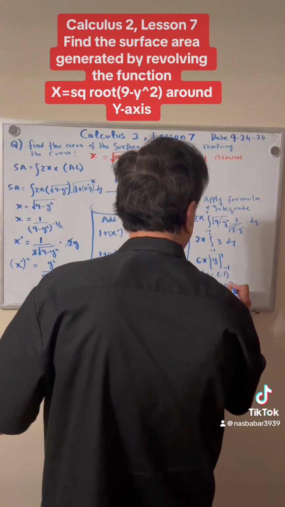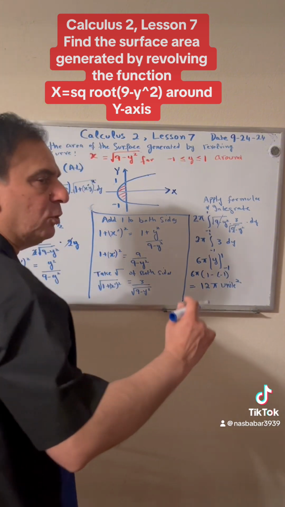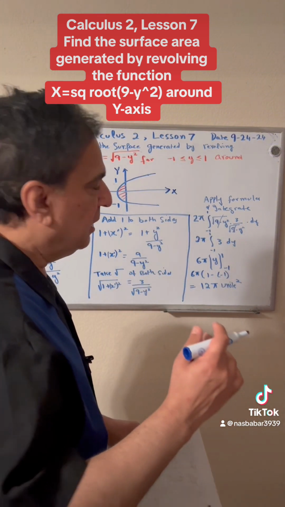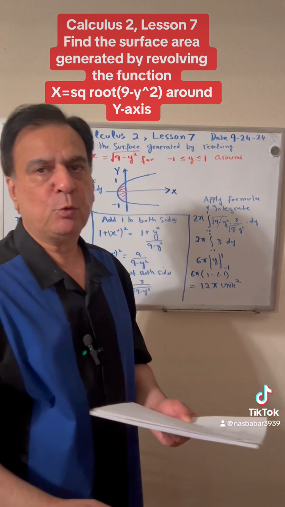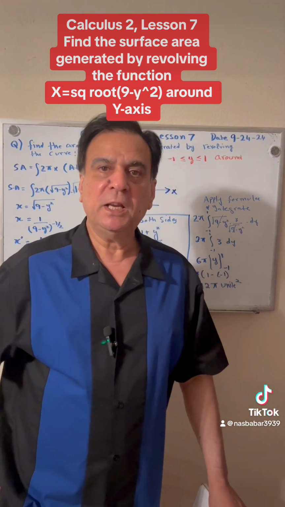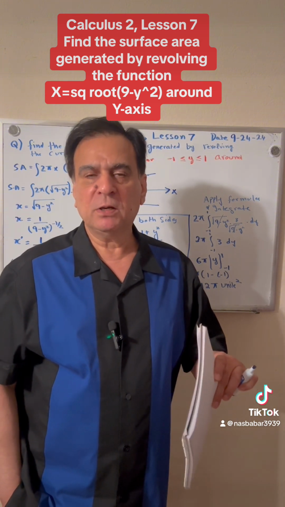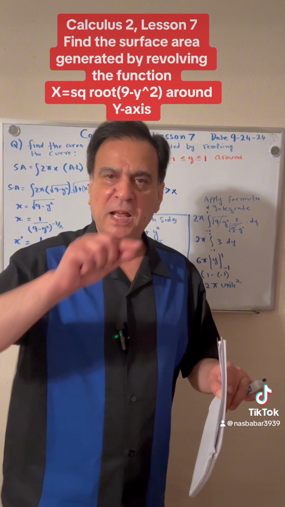units squared. Make sure that you write down units squared because we are finding the surface area. If you just put down units, your professor might take some marks off, because the unit for area is always whatever the unit is, meters, feet, centimeters, inches, it has to have a square.